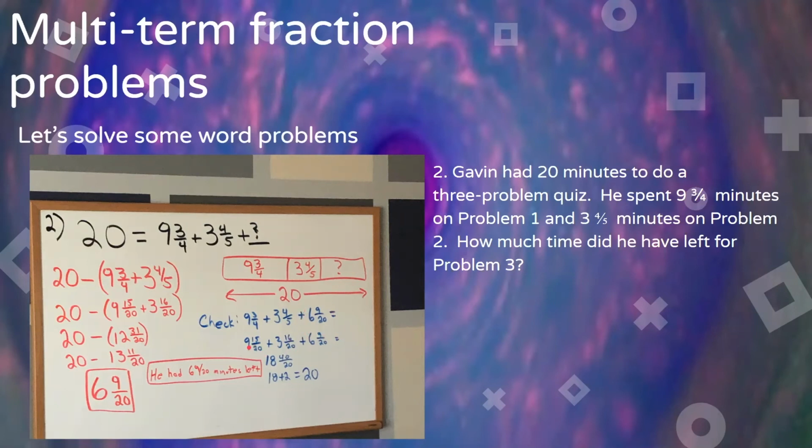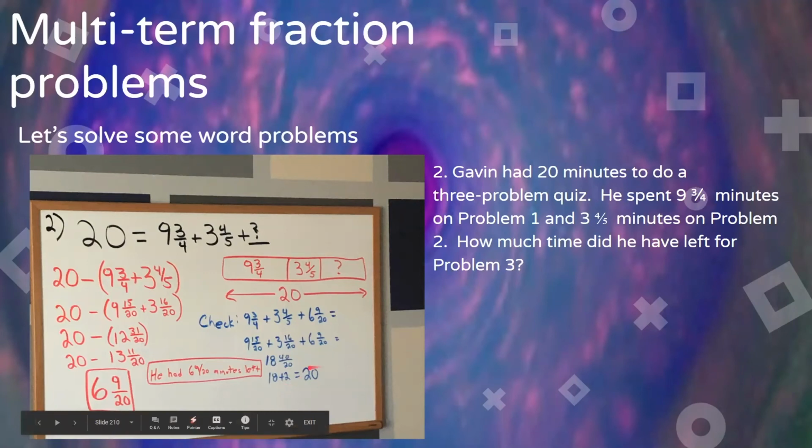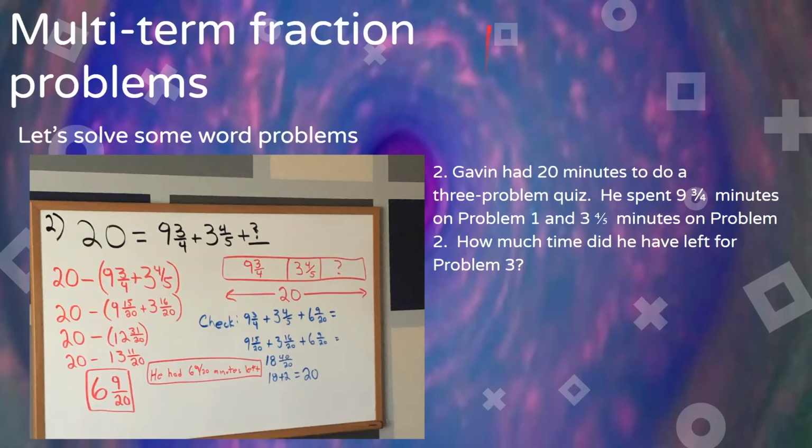So when we add 9, 3, and 6, we wind up with 18. And when we add 15, 16, and 9, we wind up with 40/20. 40/20, hopefully you can all recognize as 2. 18 plus 2 is 20. And we've now proved that our solution is correct. So he had 6 and 9/20 minutes left to finish the exam.